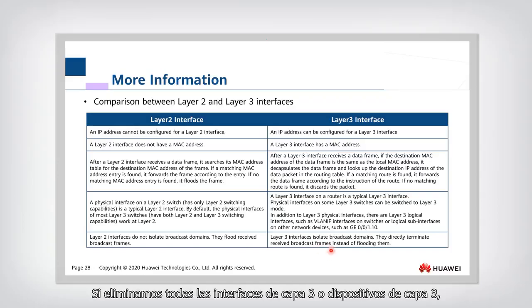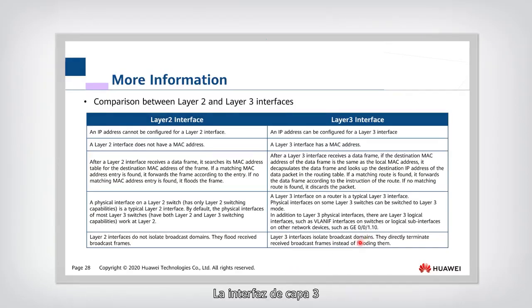So if we delete all the layer 3 interfaces or the layer 3 devices, then all the other connected networks become one broadcast domain. So the layer 3 interface will directly terminate the broadcast. Okay, so they can prevent a broadcast storm all over the network. Okay, so that's the whole comparison between layer 2 and layer 3 interface. They are very similar because they can both forward, but they have fundamental differences. You need to be very careful about it.